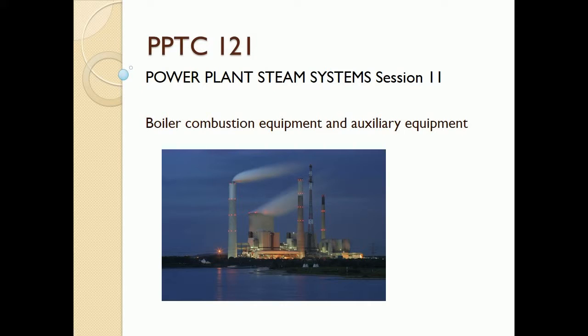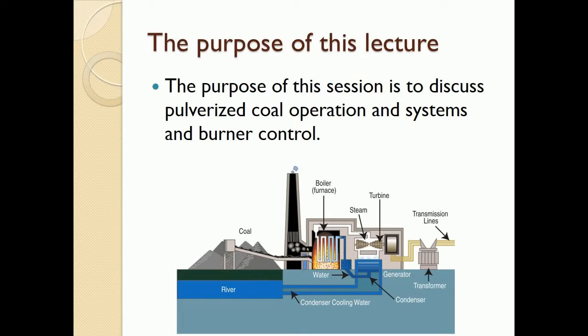121. Power Plant Steam Systems Session 11. Boiler Combustion Equipment and Auxiliary Equipment. The purpose of this session is to discuss pulverized coal operation and systems and burner control. The drawing is a cutaway of a power plant showing the major components.